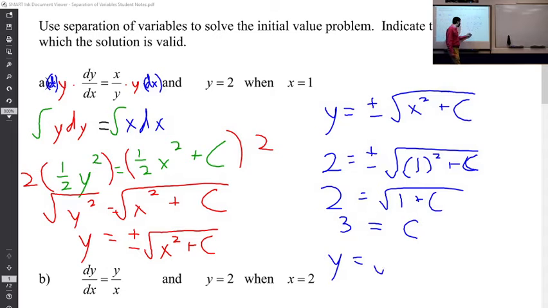So y equals positive, we know it's the positive square root, of x squared plus my c, we know, is 3. And that's my final answer.